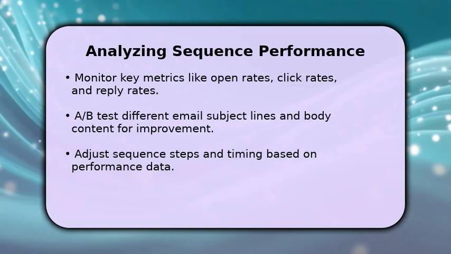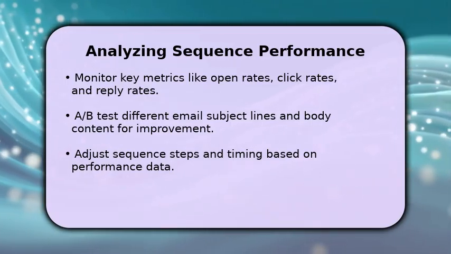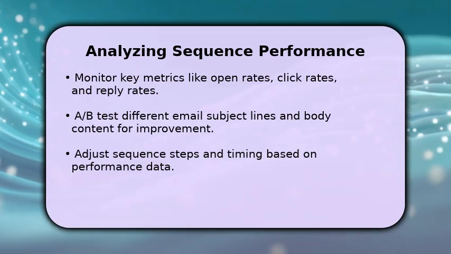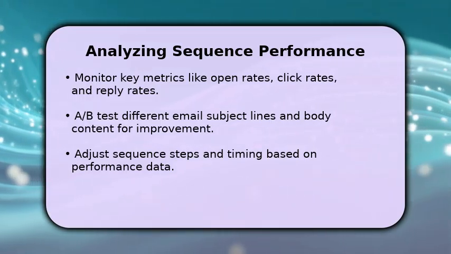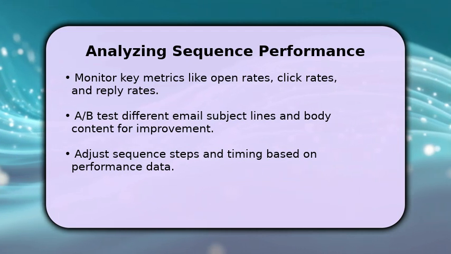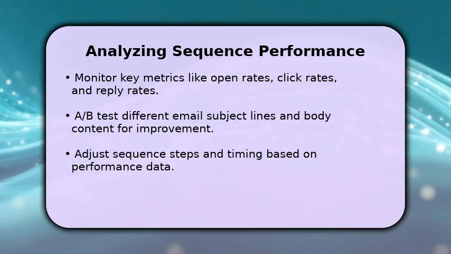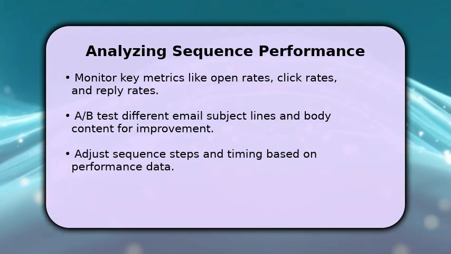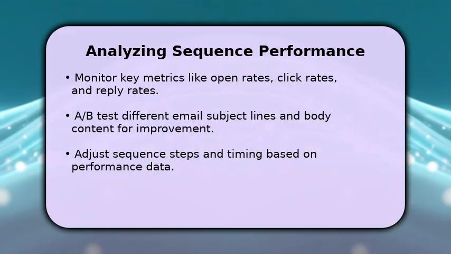After launching your sequences, it's vital to monitor their performance closely. Track key metrics such as open rates, click-through rates, and reply rates to understand engagement. Consider A/B testing different email subject lines or body content to optimize effectiveness. Use this valuable data to make informed adjustments to your sequence steps and timing, continuously improving your outreach strategy for better results.